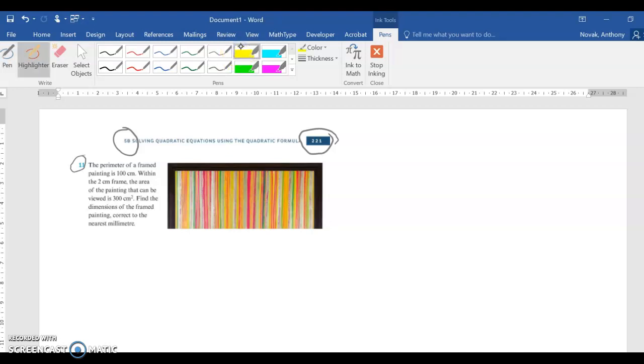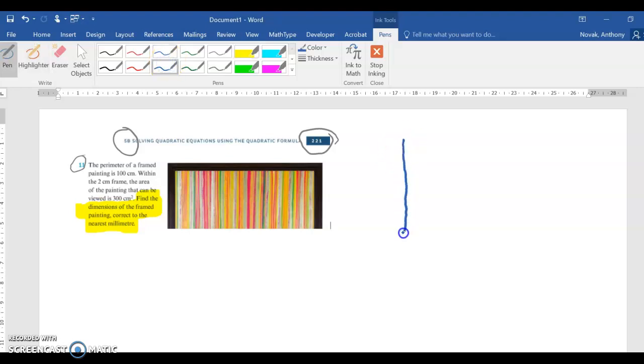Well, first of all, let's understand the problem. The problem is we need to find the dimensions of the frame painting. That's point number one. And for 1 mark, please make sure you do follow the instruction. That's the nearest millimeter. So let's have a look at this problem.